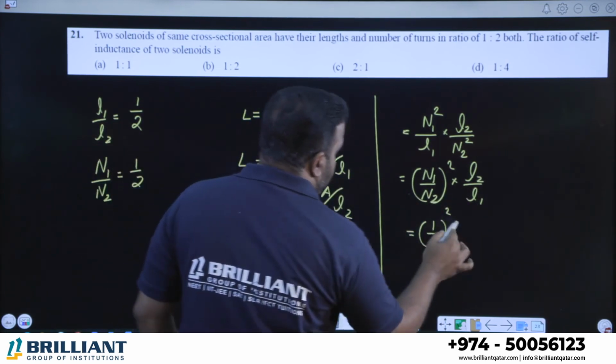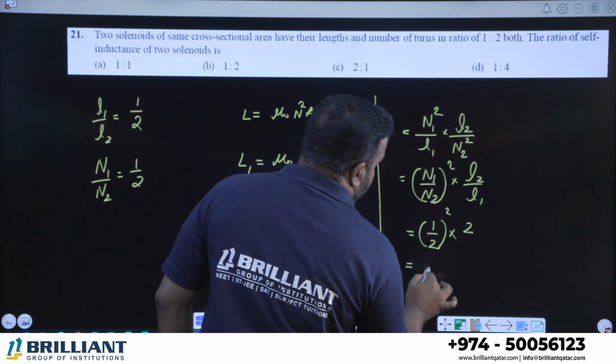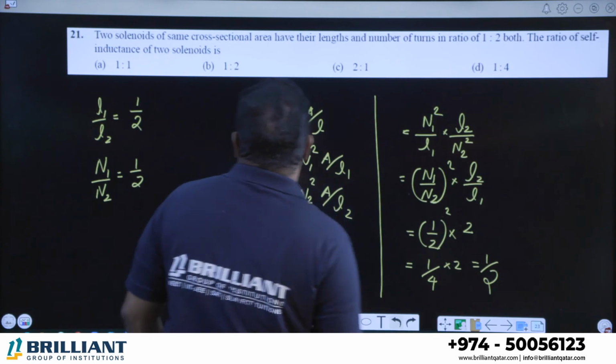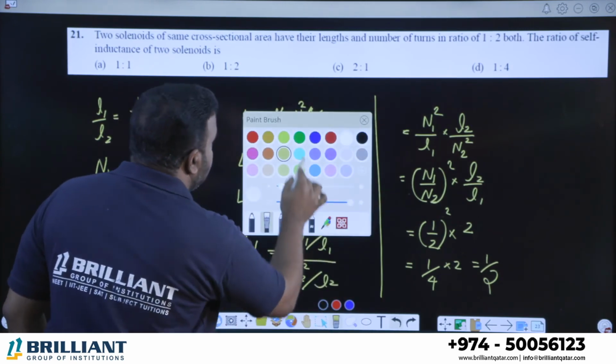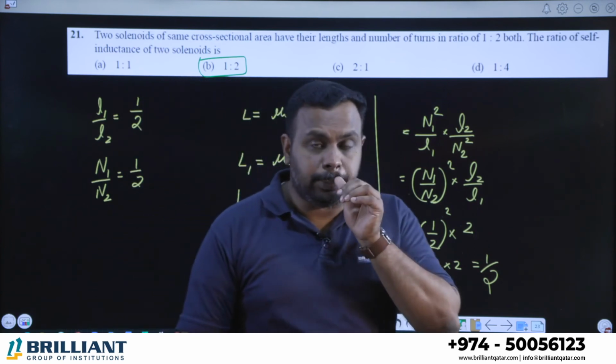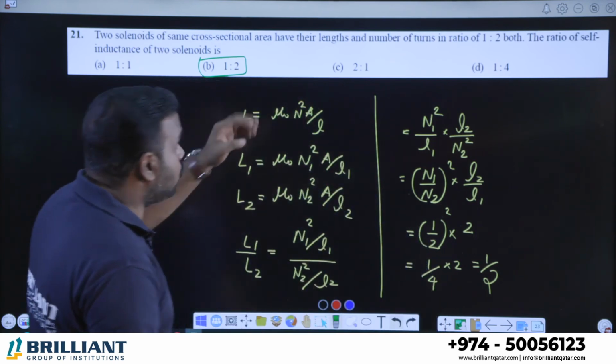L1 by L2 is 1/2. So L2 by L1 will be 2. So we get 1/4 into 2. That is equal to 1/2. 1/2 means 1:2, right? This is the result. So here, students, please note that it is given total number of turns.